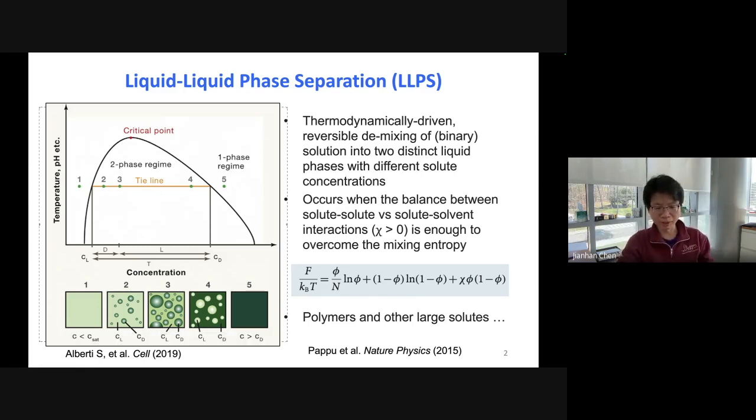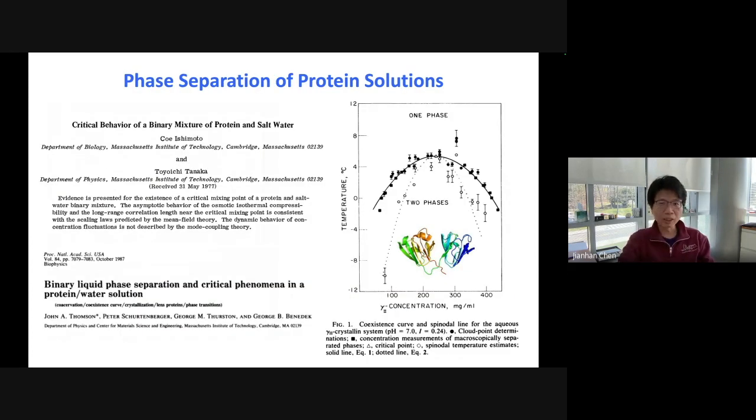It's somewhat, you could say, boring in terms of biology, but it is also well known that even protein solutions can undergo phase separation. This phenomenon has been observed since around 1949, and the papers I include here are some studies from the 70s.